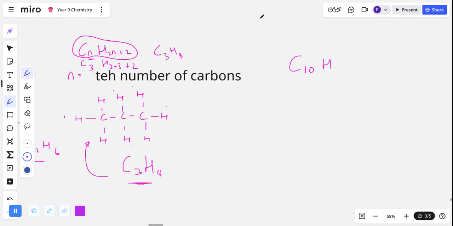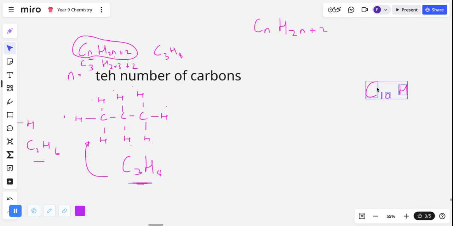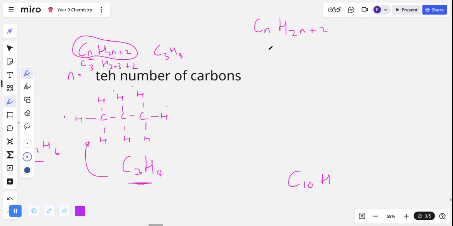If N is 10, CnH2n+2. So what you do is you go, aha, N equals 10. All right, so let me move that down to the bottom. N is 10.